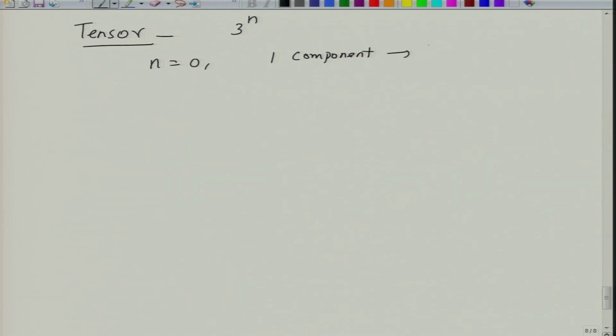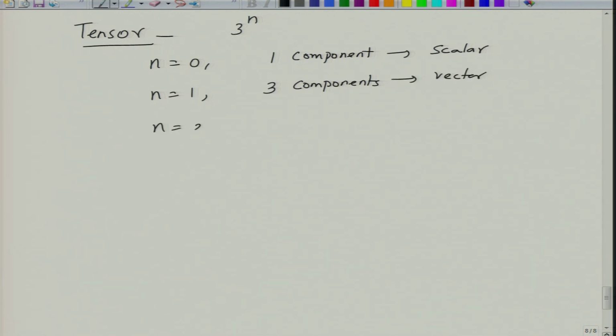So, this will become a scalar. When n is equal to 1, it will have 3 components. So, this will become a vector. When n is equal to 2, sorry, it will have 9 components, and then it will be a second rank tensor. So, a vector is a rank 1 tensor. Okay. So, this will have 9 components. So, this is a tensor of rank 2.